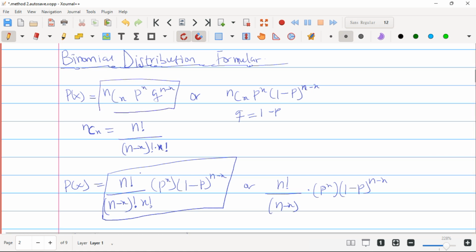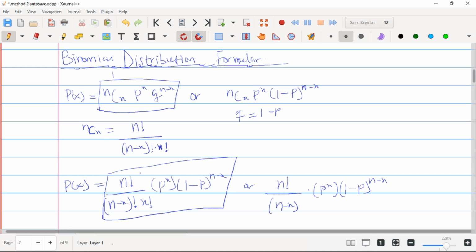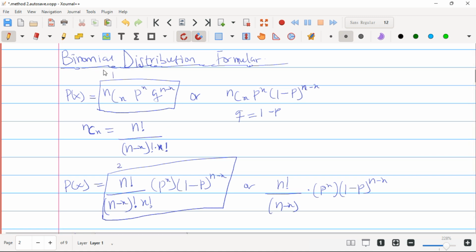To me, I think the first one is simpler than the second one, right? Because for the first one, you can just press n combination x on the calculator, but if you want to type the whole of this one on the calculator, it will take you a lot of time. And this same thing can also be written as this.